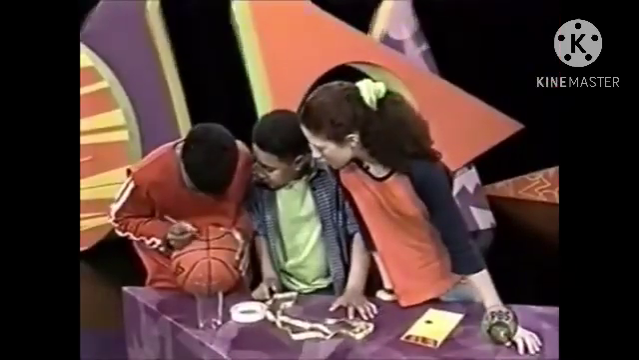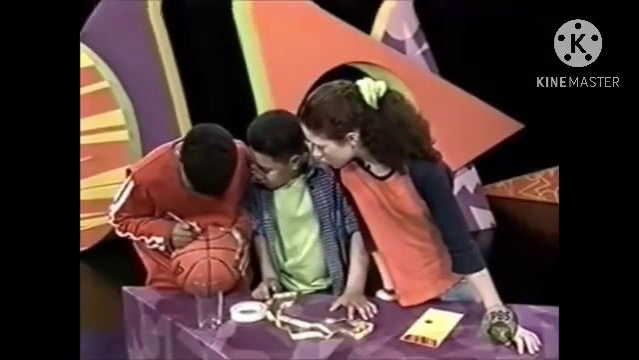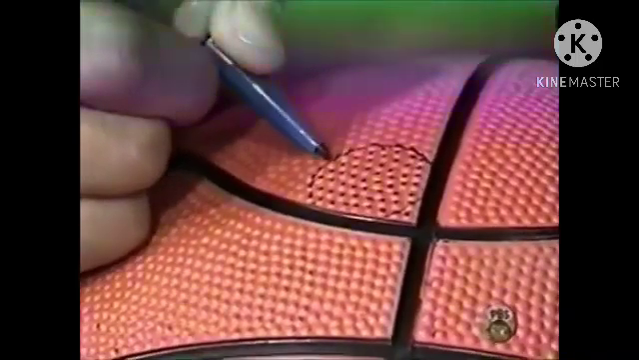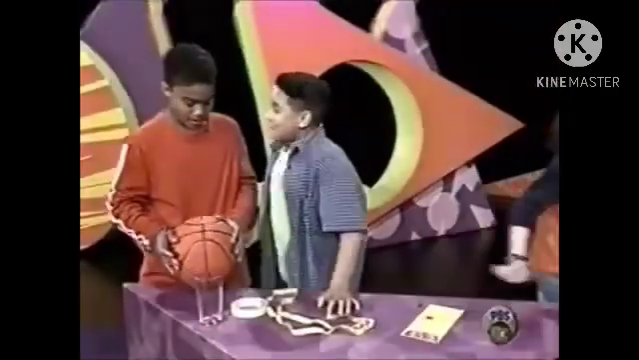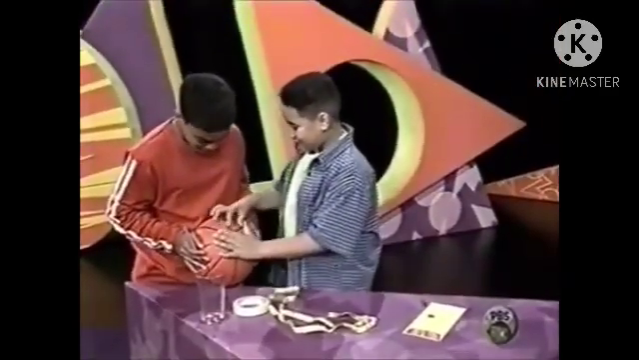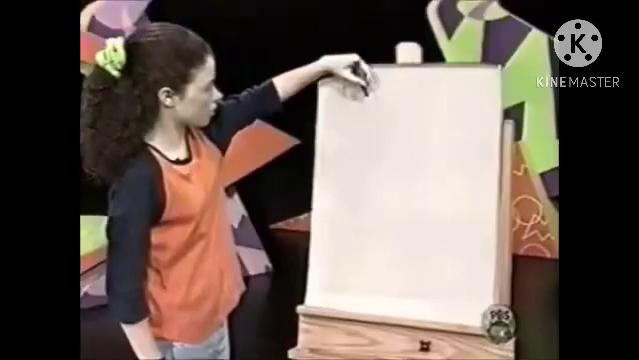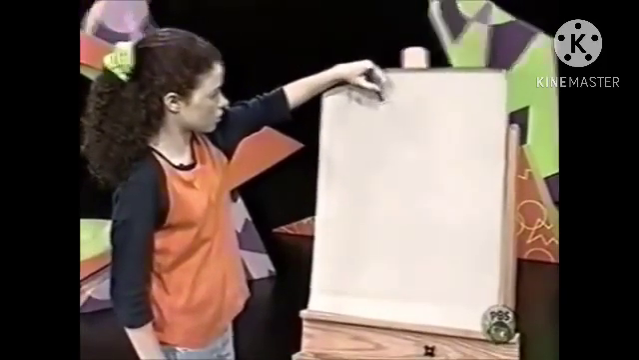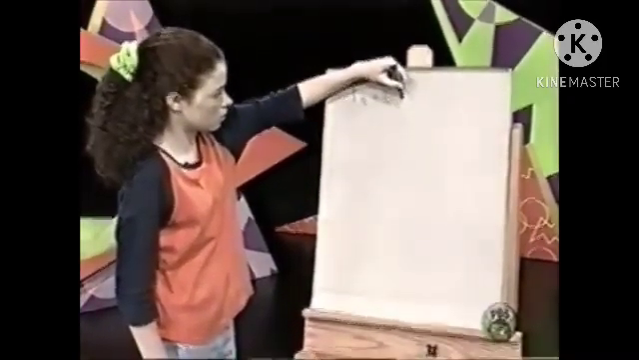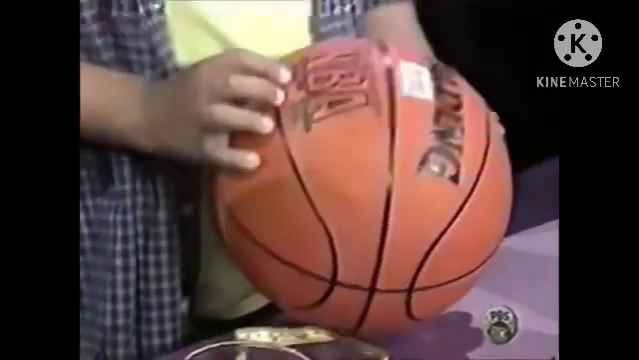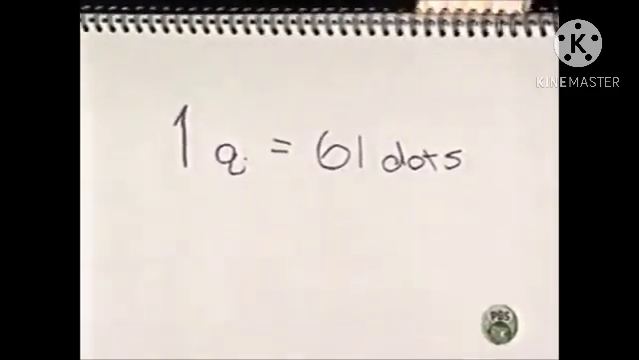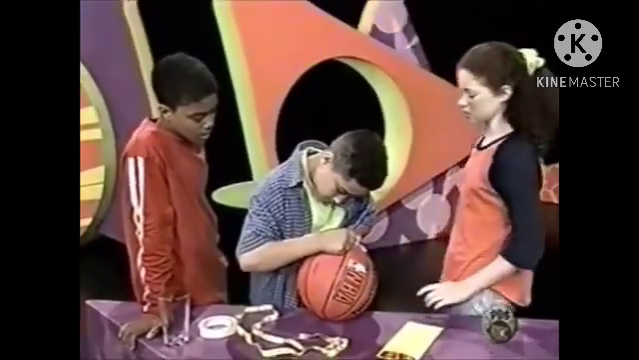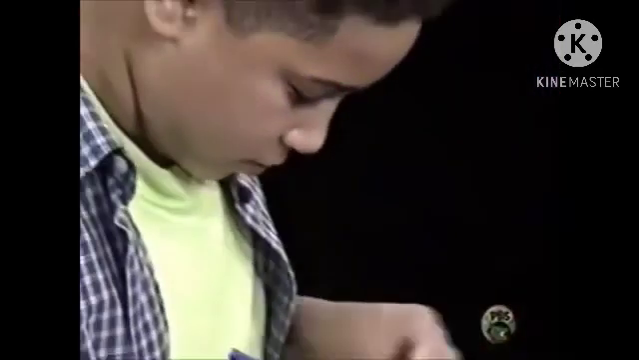Count that one. 1, 2, 3, 4, 5, 6, 56, 57, 58, 59, 60, 61. There's that many? Then imagine in the whole section. 1 quarter equals 61 dots. Wow. So then, want to see how many quarters are in a segment? Yeah.